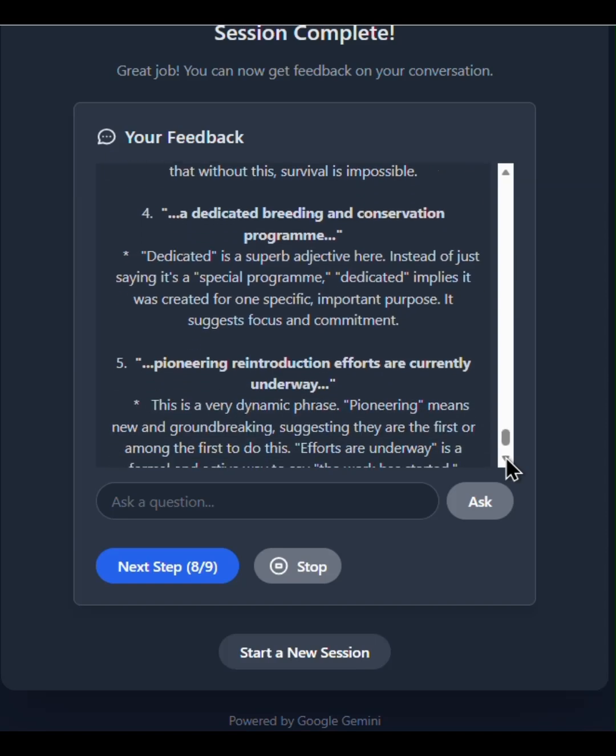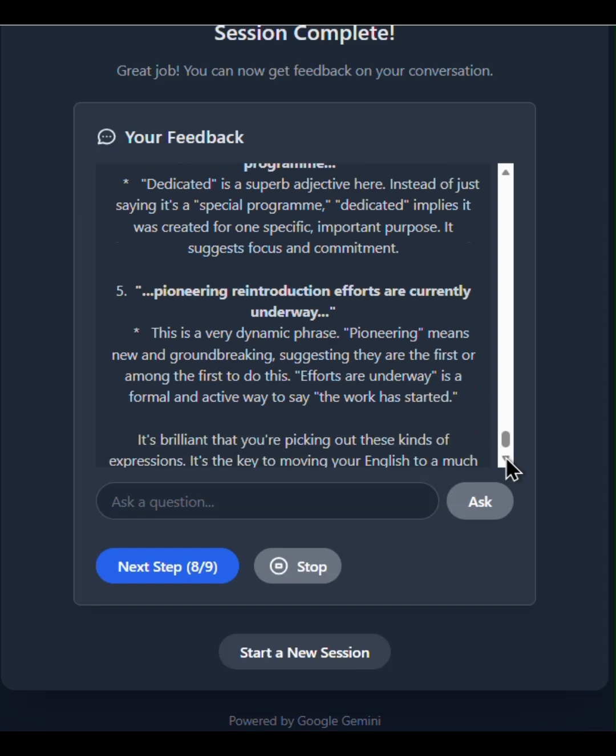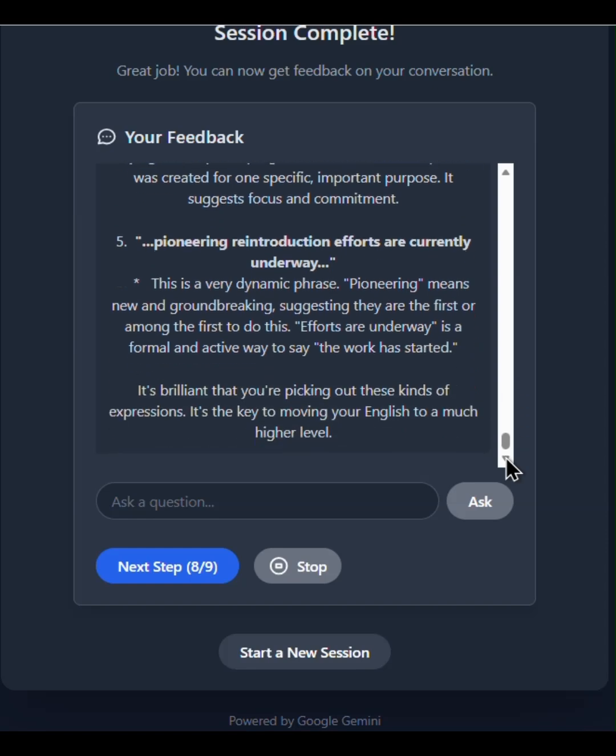4. A dedicated breeding and conservation program. Dedicated is a superb adjective here. Instead of just saying it's a special program, dedicated implies it was created for one specific, important purpose. It suggests focus and commitment. 5. Pioneering reintroduction efforts are currently underway. This is a very dynamic phrase. Pioneering means new and groundbreaking, suggesting they are the first or among the first to do this. Efforts are underway is a formal and active way to say the work has started.